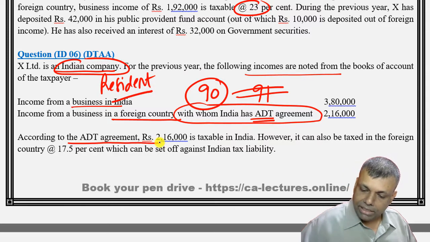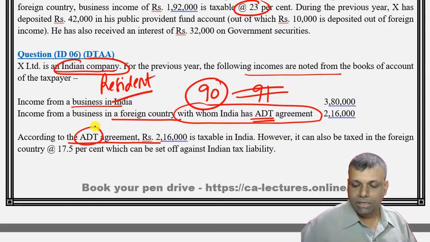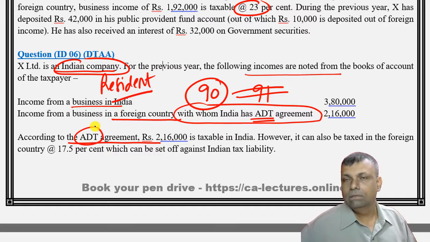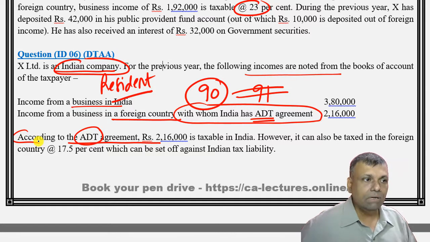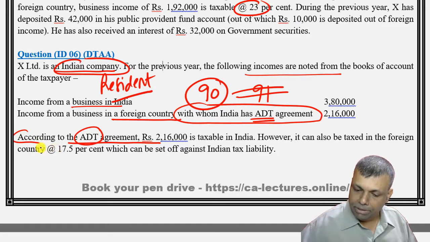Now, according to the ADT agreement, because the moment the double taxation agreement applies, this kind of data has to be printed in the question, because I have to follow what the agreement has stated. So the question has to tell me what the agreement says, otherwise I will be hanging in the examination, wondering how to get the answer. So this kind of clarity the question has to print. Okay, so the question is already printing this.